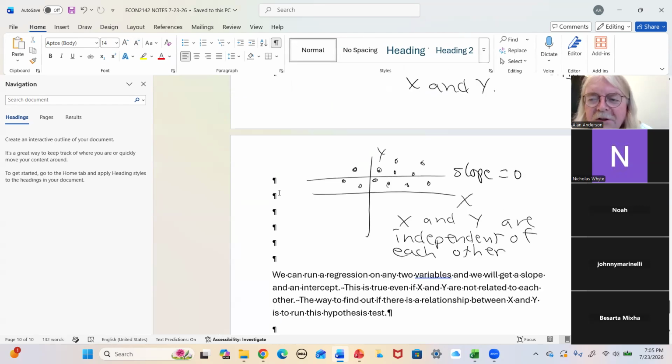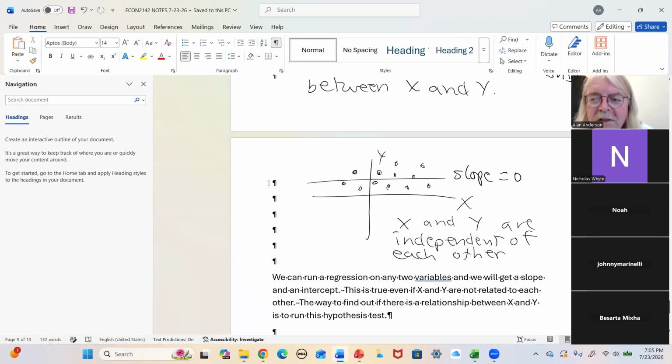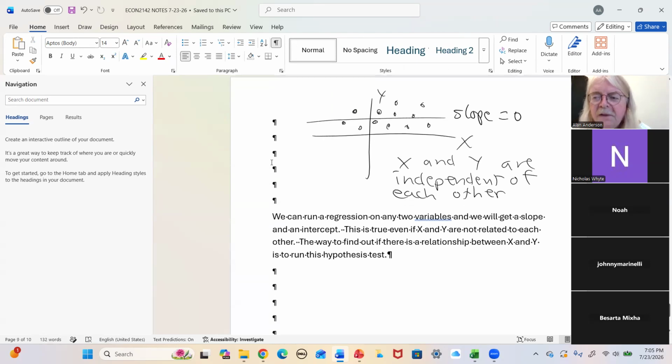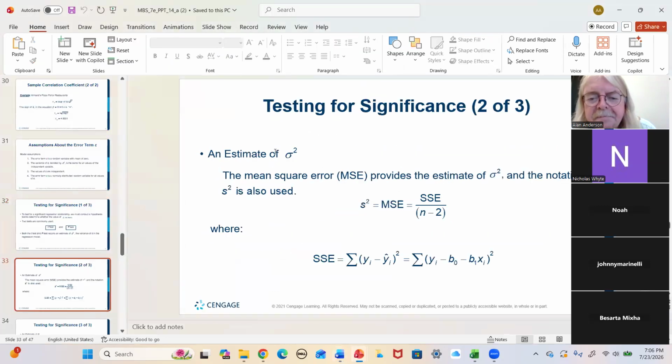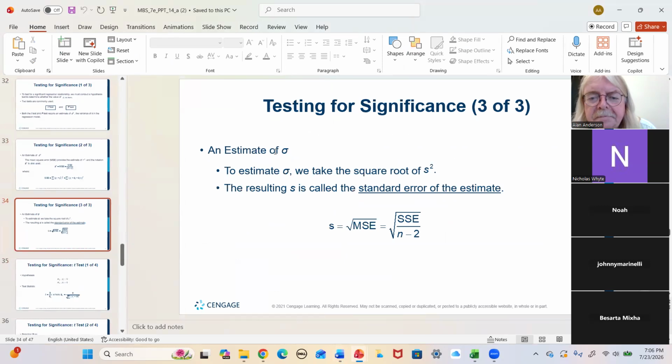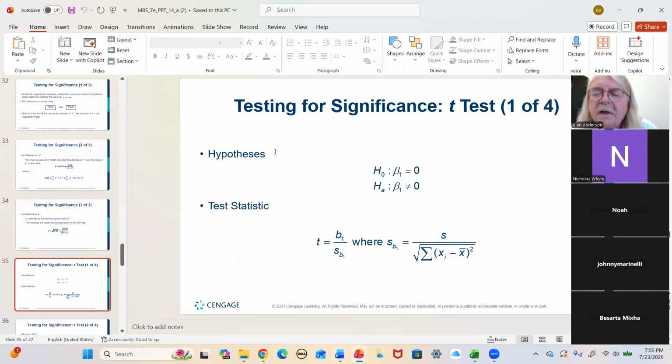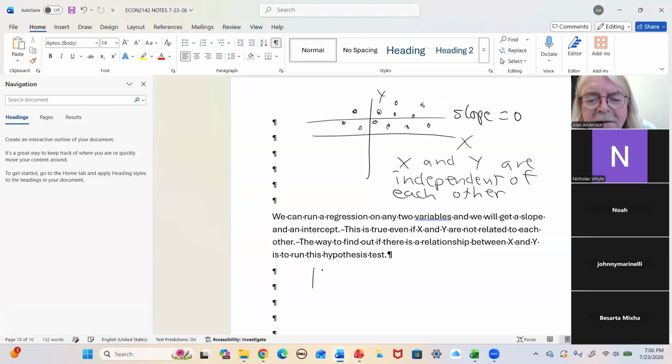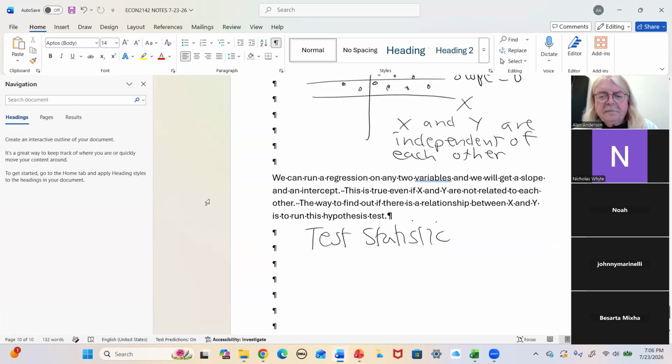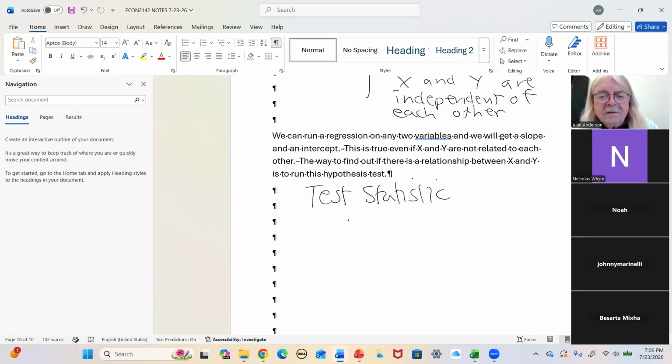So yes, we have to check and make sure that even though we have results, they make sense. Okay, now how does this test work? Luckily for us, the test statistic is kind of a mess, but we shouldn't need it. We shouldn't need to do it ourselves.